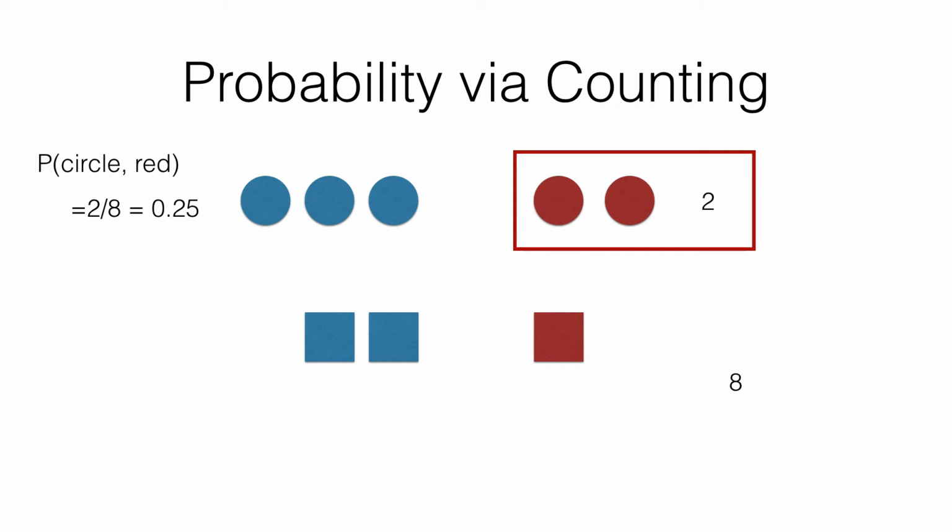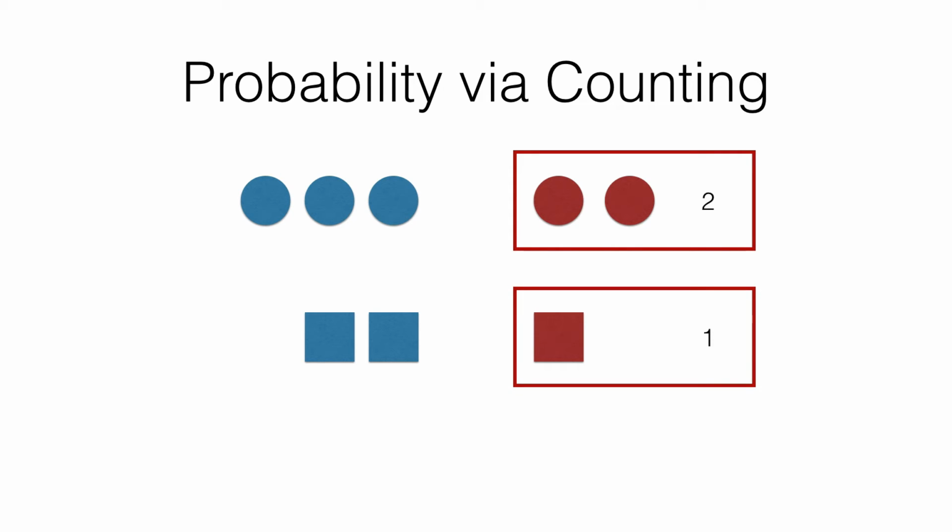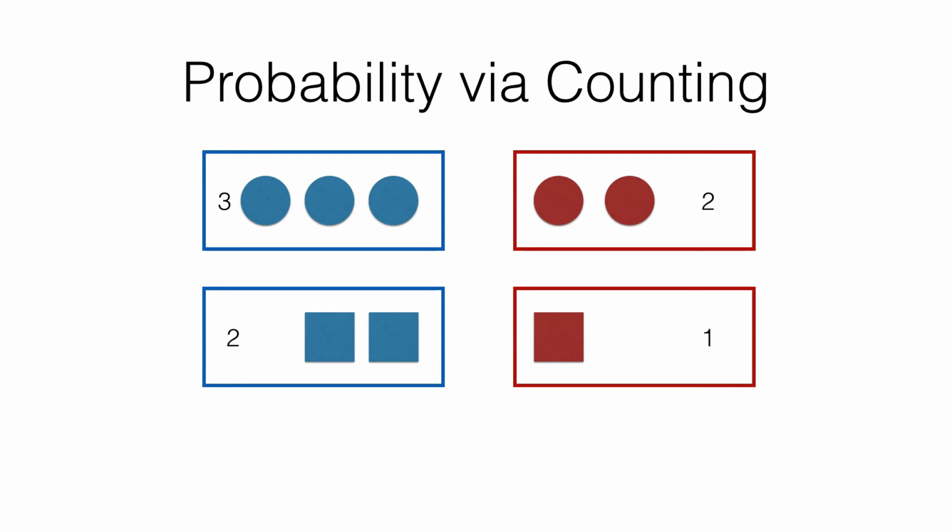So now moving on, we can actually try to write down all the counts we might be interested in. So we can count that there's 2 red circles, there's 1 red square, there's 2 blue squares and 3 blue circles.